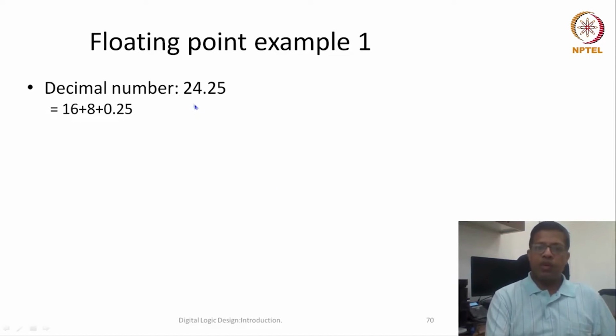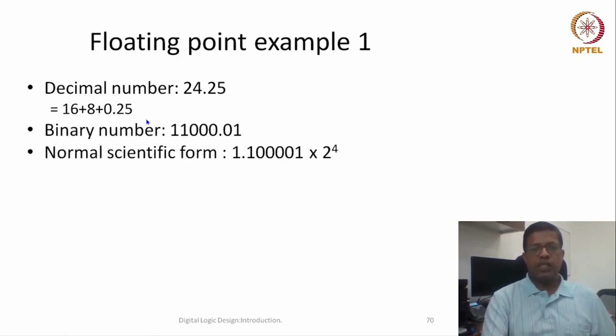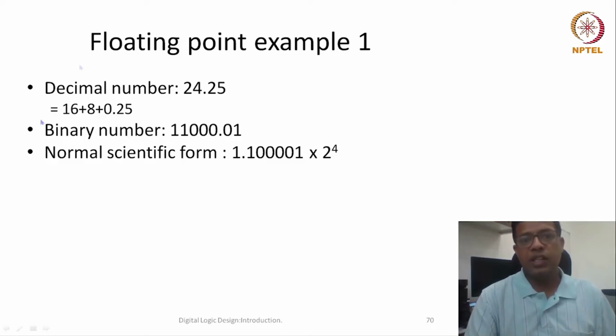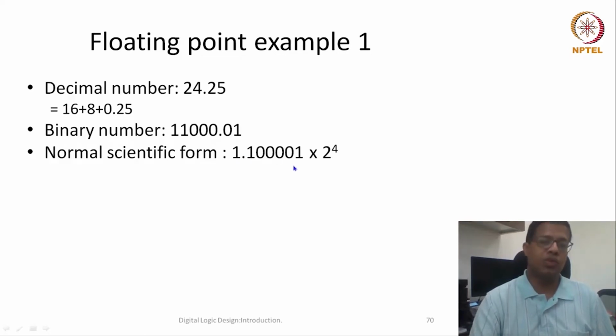I want to represent this 24.25 in binary. These are all powers of 2: 16 plus 8 is 24, and then 1 by 4 is 0.25, which is 2 to the power minus 2. So I can represent this number in binary. I can write it like 1 1 0 0 0, then a binary point, then 0 1. Now I will have to write this binary number in normal scientific form. In normal scientific form, there would be only one significant digit, meaning a non-zero digit before the decimal point, and after that the rest of the digits would be there.